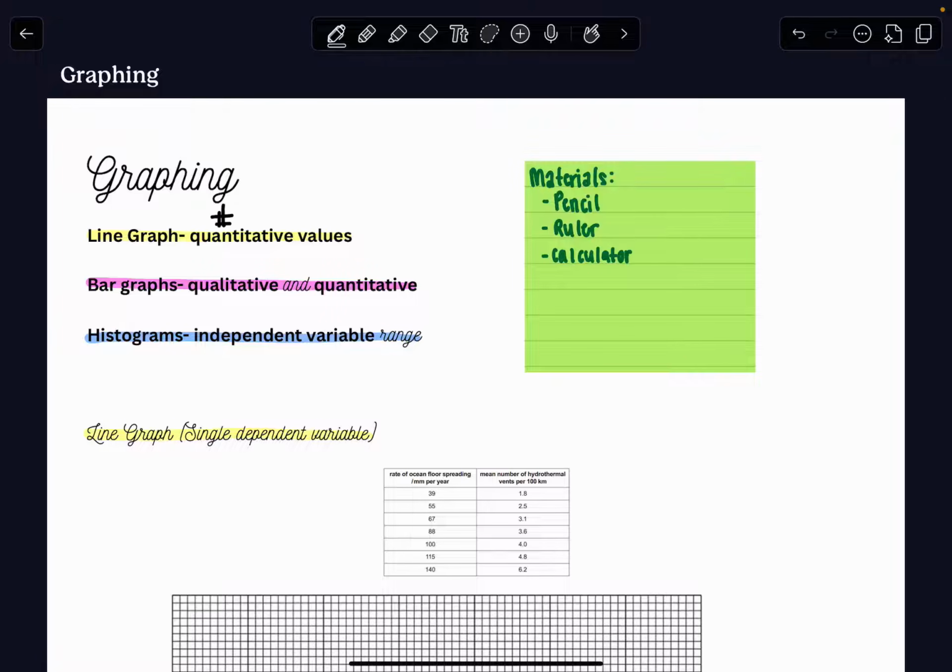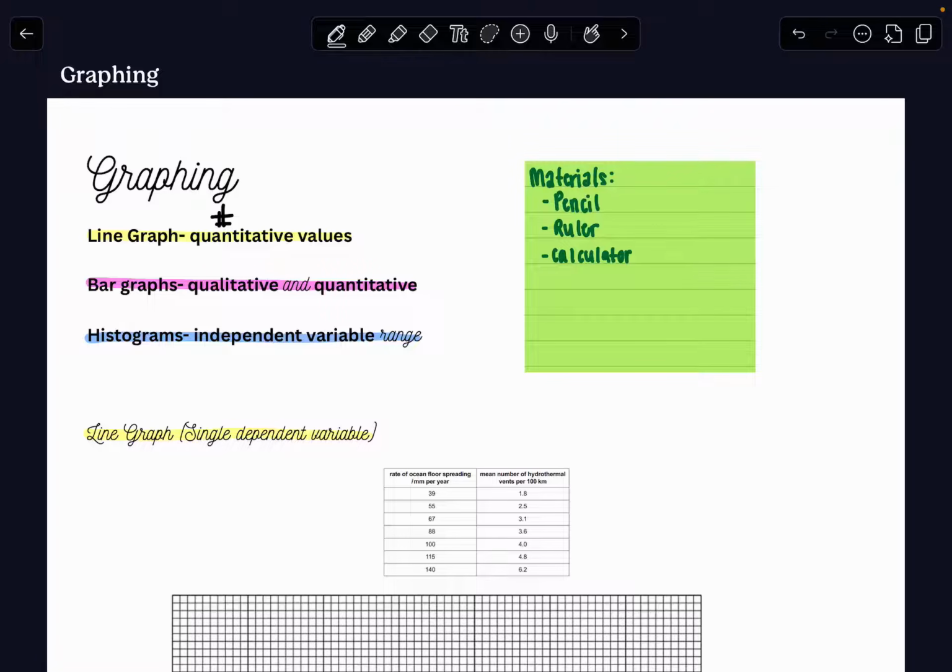Then we have bar graphs. Bar graphs are going to be looking at qualitative and quantitative information. So qualitative could be a location like A, B, C, D, or rocky shore versus sandy shore. And then quantities are, again, the numbers.